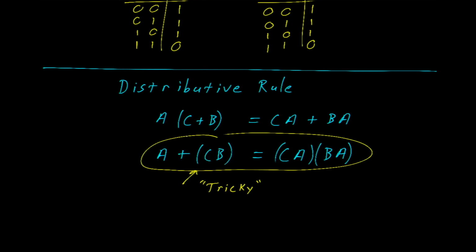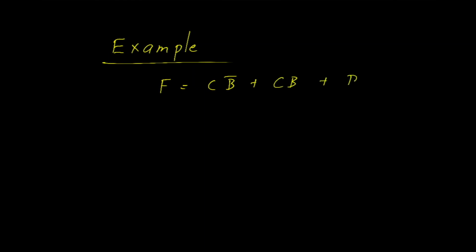Now that we've reviewed all of these rules for Boolean algebra, let's work a bunch of examples to see if we can make some sense of this. Let f equal c b naught or cb or dA. Now, we could certainly build this circuit as is. We would need 3 dual input AND gates and 1 3-input OR gate. But it could be simplified.